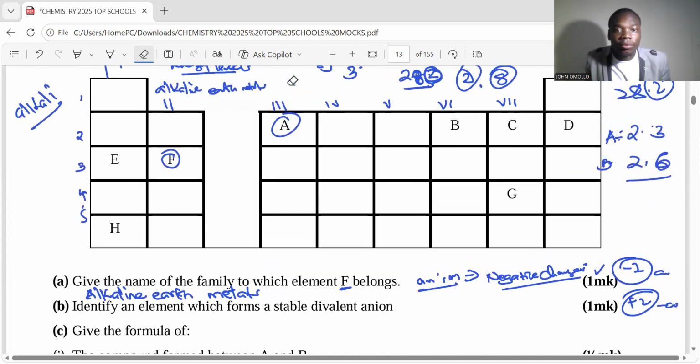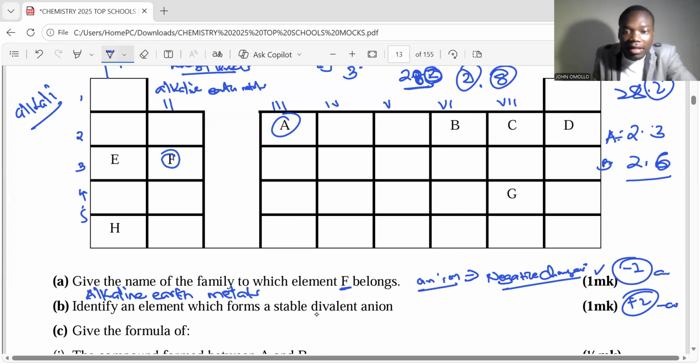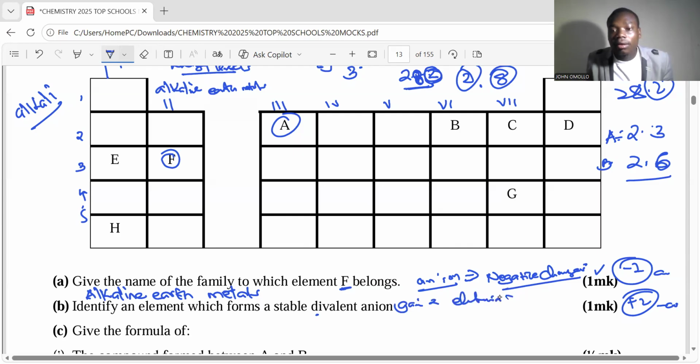So within the periodic table, we have elements A, B, C, D, E, F, G, and H. Because we have said that for that particular element to be a divalent anion, it has to gain 2 electrons in the outermost energy level. The element that is going to gain 2 electrons is the one that is going to have a stable divalent anion.